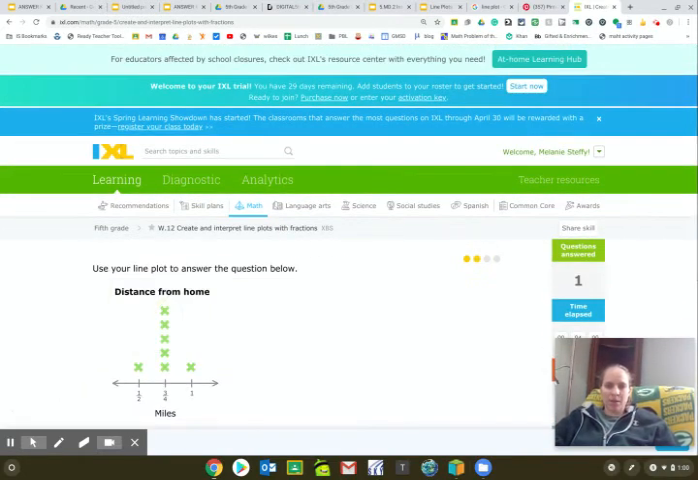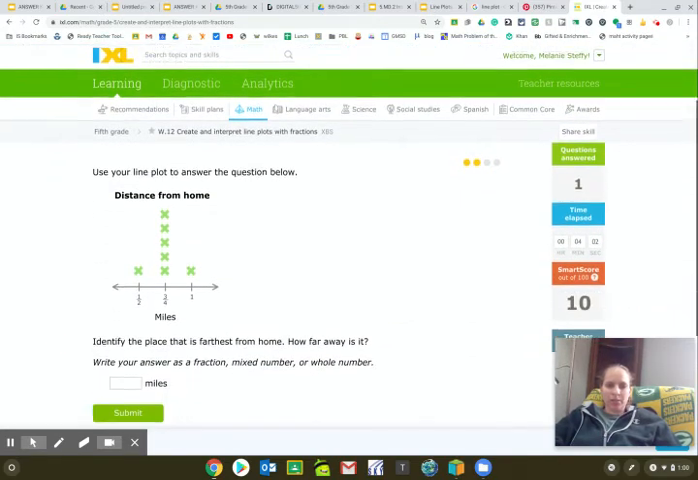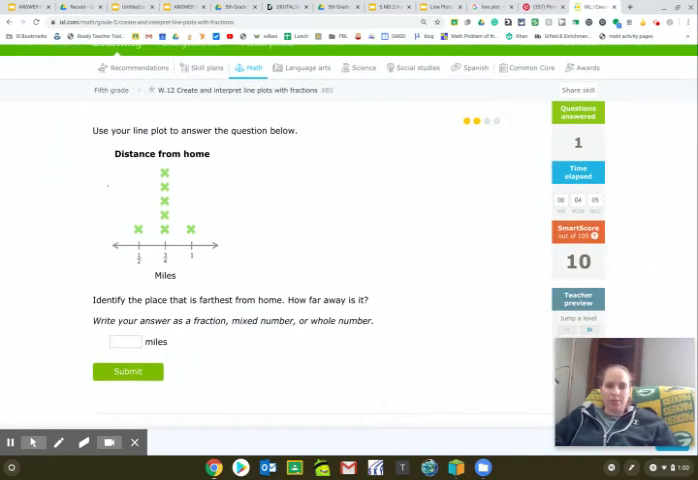Good. Okay. It says use the line plot to answer the question below. It says, identify the place that is farthest from home. How far away is it? So if I look at this number line, if it's farthest from home, it's going to be the greatest number. The greatest number is at 1. There's one place that was 1 mile away, so it was 1 mile away.